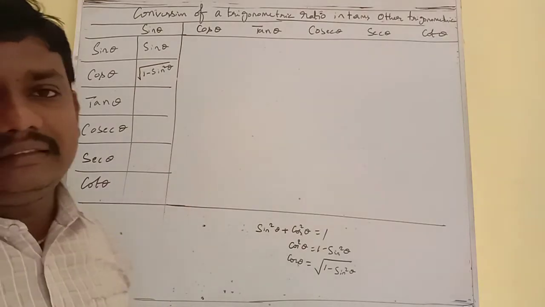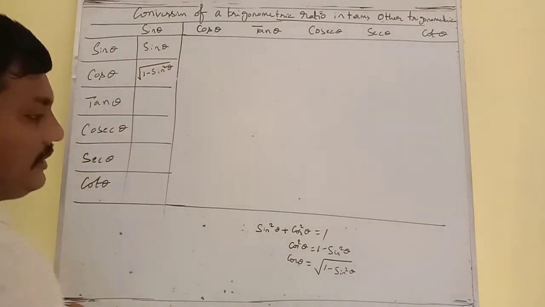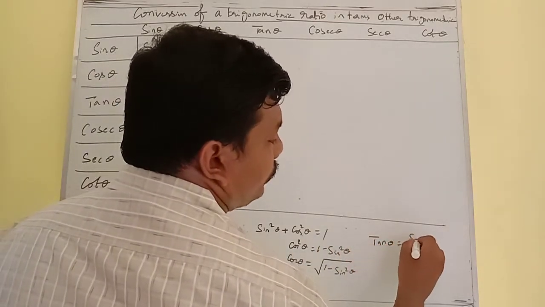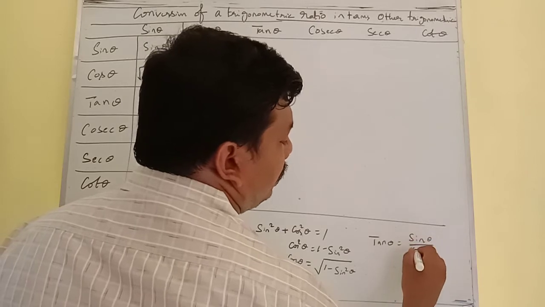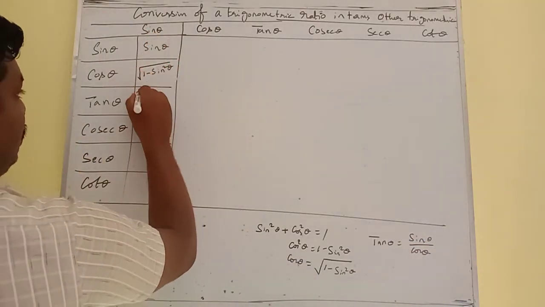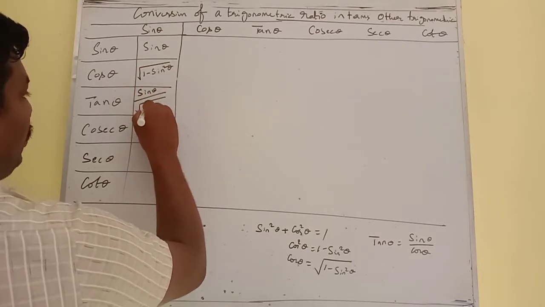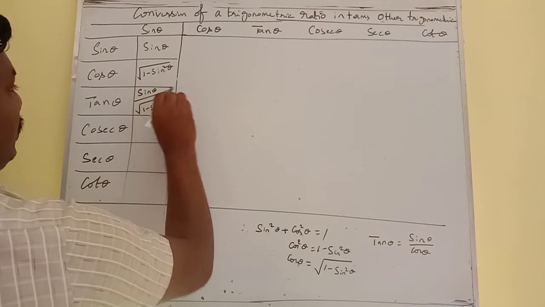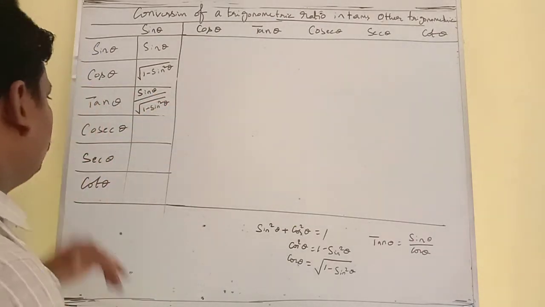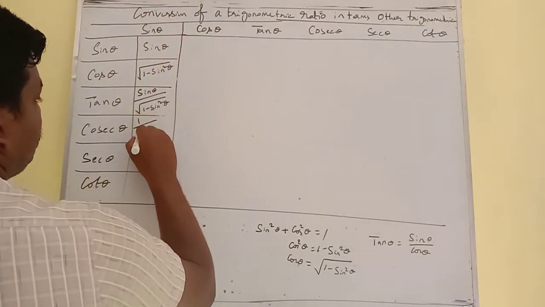Now tan theta. We have the general formula, tan theta equals sine theta by cos theta. Sine theta, and cos theta is root of 1 minus sine square theta. So this is sine theta by root of 1 minus sine square theta. This is the value of tan theta. Now coming to cosecant theta. Cosecant theta is directly the reciprocal, that is 1 by sine theta.